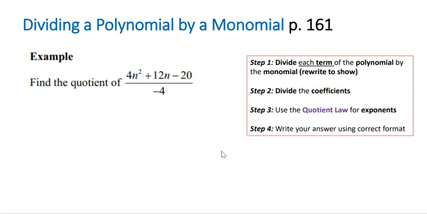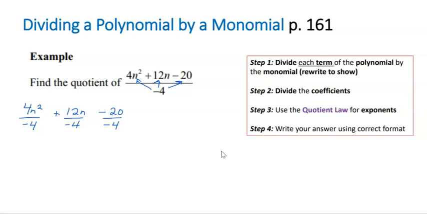Let's do another one. This time you are dividing by -4, so there's no variable there, but we're still going to follow the same steps. So we are going to be dividing each term by -4, so I'm going to rewrite. And again, it's not a step that you have to do, but it's definitely recommended at the start because it can keep your eye focused on all the signs, and that's really important. On our second step, we're going to divide coefficients, and step 3, we're going to use quotient law for exponents. Here we don't have step 3 because our denominator doesn't have any exponents.